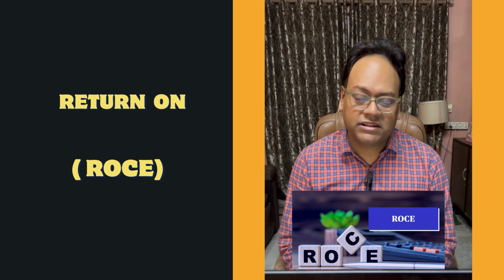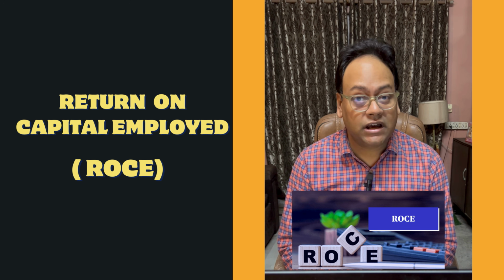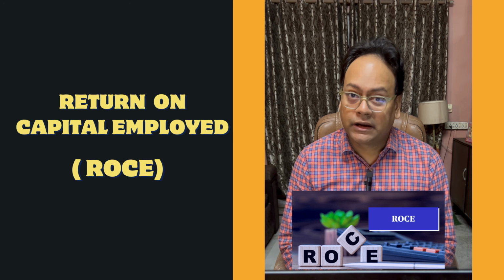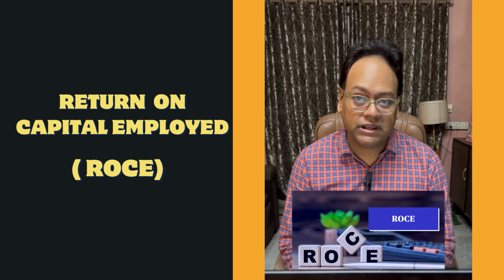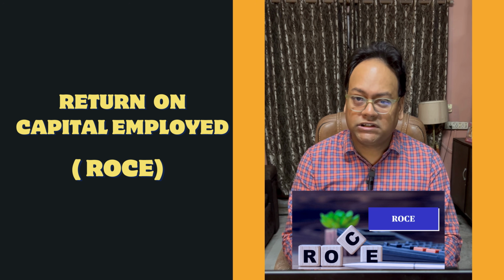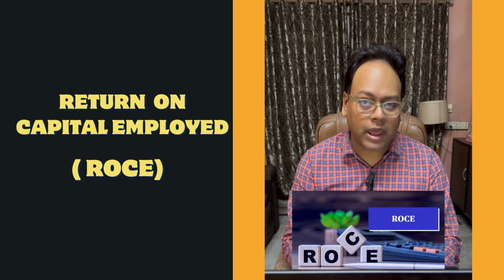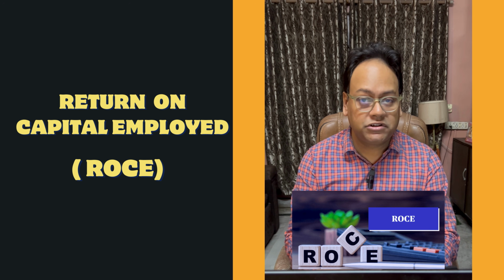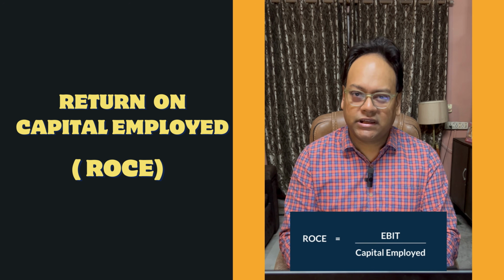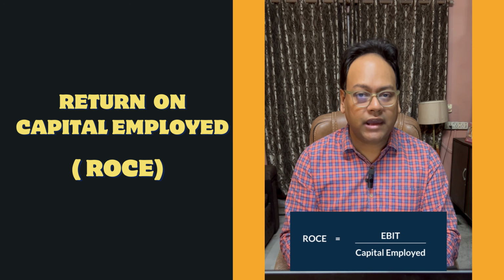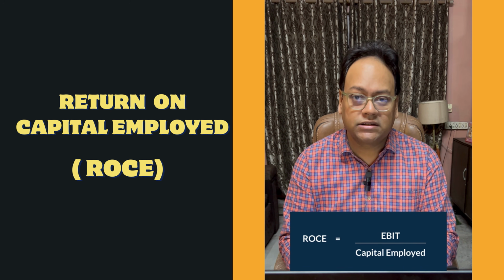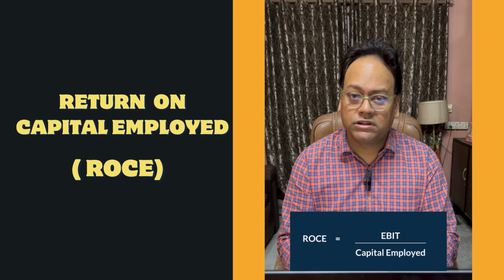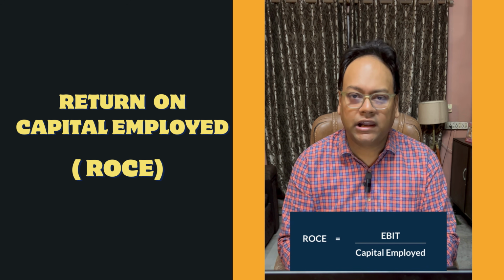Two companies earn the same profit, but one of them uses half the capital to earn that profit. So which company is actually better? That's where return on capital employed or ROCE comes in. ROCE tells us how efficiently a company is using all its capital, including both the shareholders' money as well as the borrowed capital to generate the operating profit. ROCE is equal to EBIT divided by capital employed into 100. EBIT is the earnings before interest and taxes, and capital employed is equal to total assets minus current liabilities.